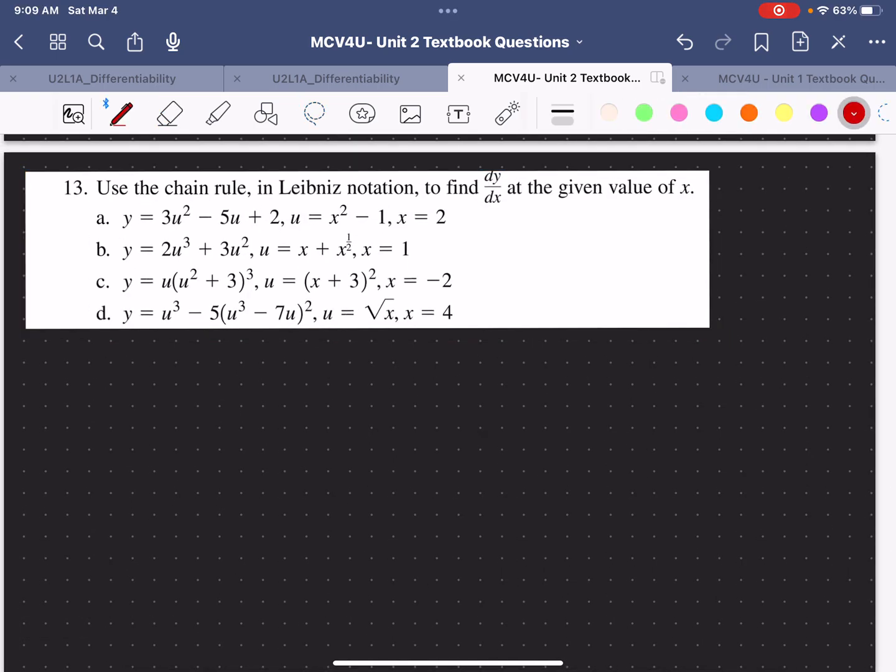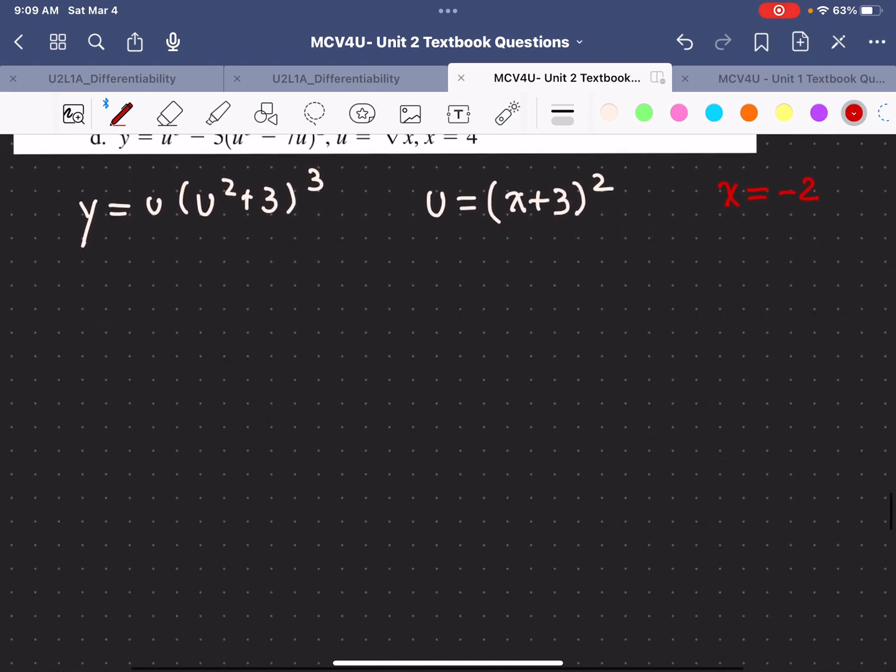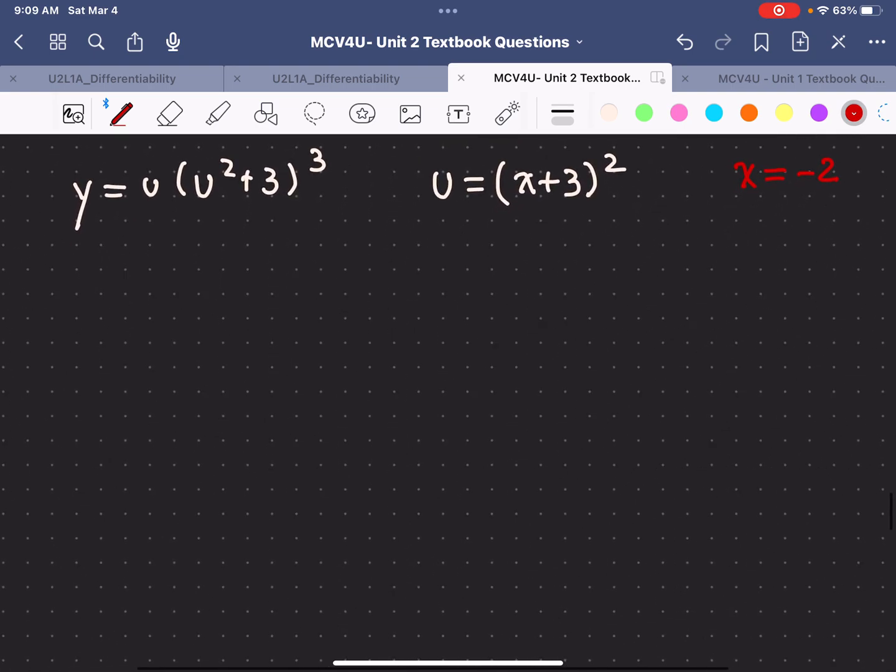So let's do question C down here. We have function y equals (u squared plus 3) to the power of 3. Function u is (x plus 3) to the power of 2. We're evaluating it at x equals negative 2. As you can see here, we're dealing with some chain rule as well as product rule.